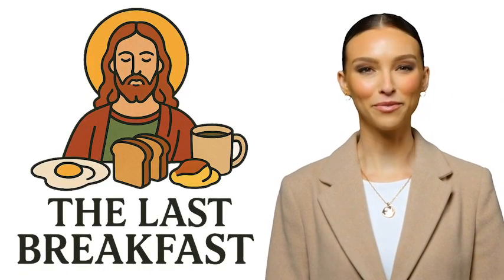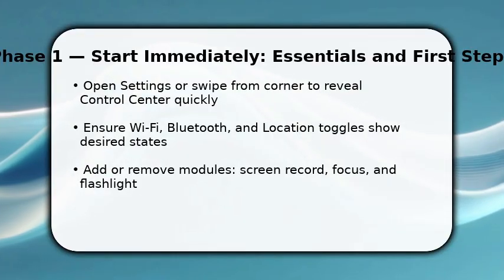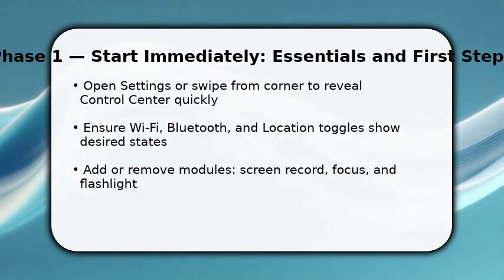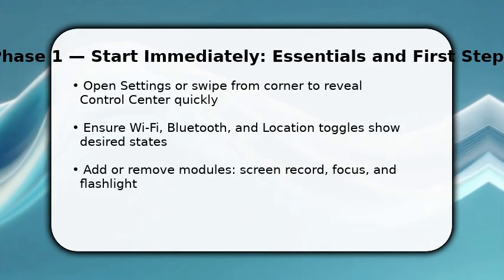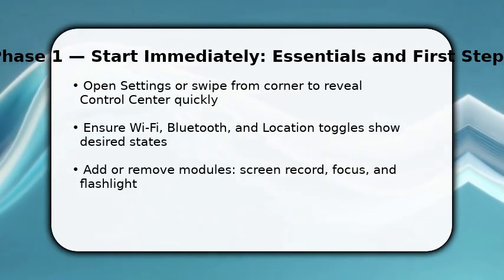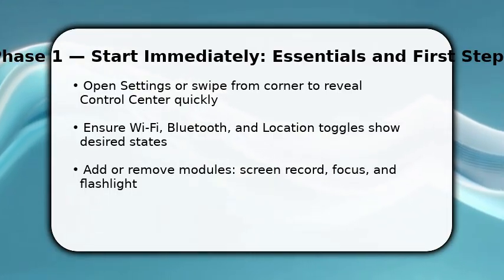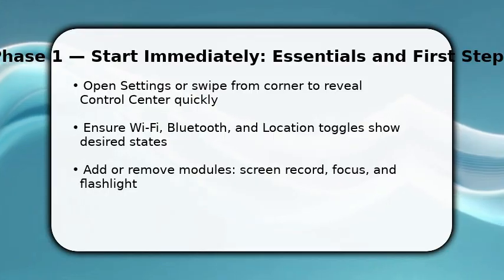Please enjoy the video. You start by opening Control Center. Swipe from the upper right corner or press the dedicated gesture. This puts controls in reach. Once visible, confirm Wi-Fi and Bluetooth reflect the connections you expect, because toggles alter system behavior immediately.